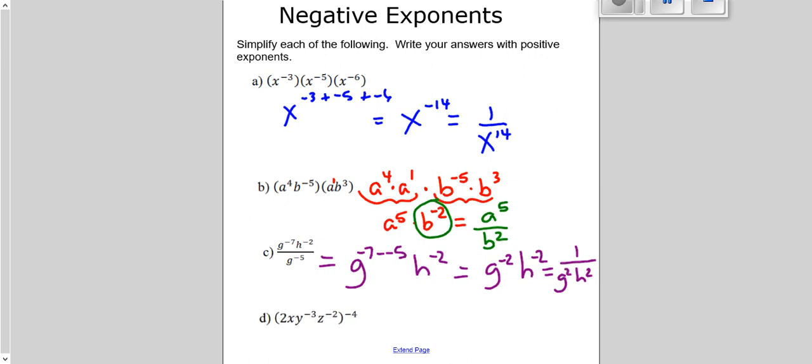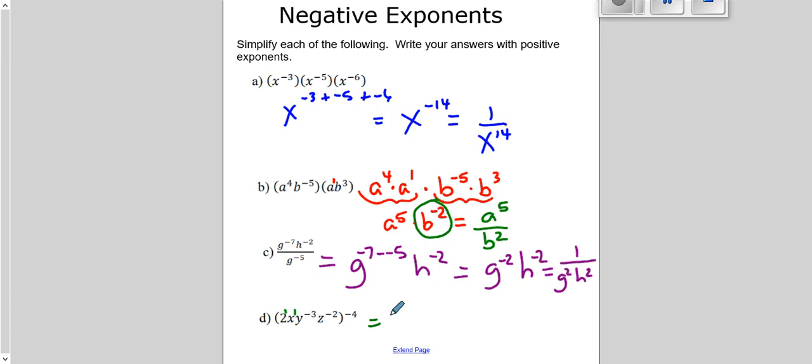Okay, and last one for us to look at on this slide. Let's say that you have 2x, y to the -3, z to the -2, all to the -4. So remember, when you have exponents to an exponent, then we're going to have to multiply. So even though this 2 does not have an exponent, we assume it's a 1. And even though that x does not have an exponent, we assume that's a 1 too.